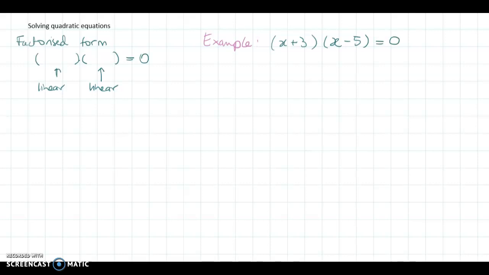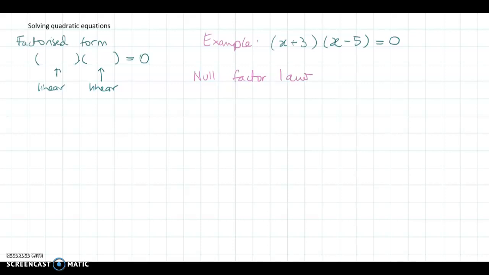It's like the first example we looked at, because if I expand, I'm going to end up with something in x squared. And if we want to find the solutions here, we can use a very useful result called the null factor law. This makes it really easy to solve this type of equation.